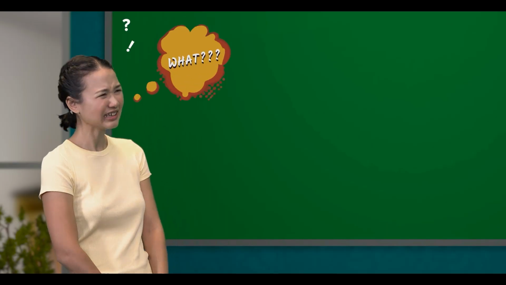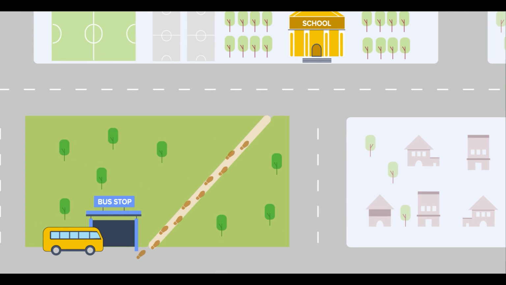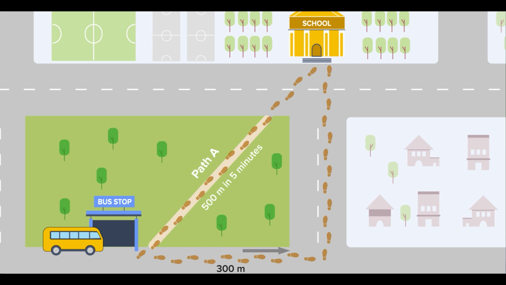Wait, what? Let me show you here. This is your usual path from the bus stop to school. 500 meters in 5 minutes. Let's call this path A. This is your path today. 300 meters right, followed by 400 meters upwards, for a total of 700 meters in 7 minutes. Let's call this path B.